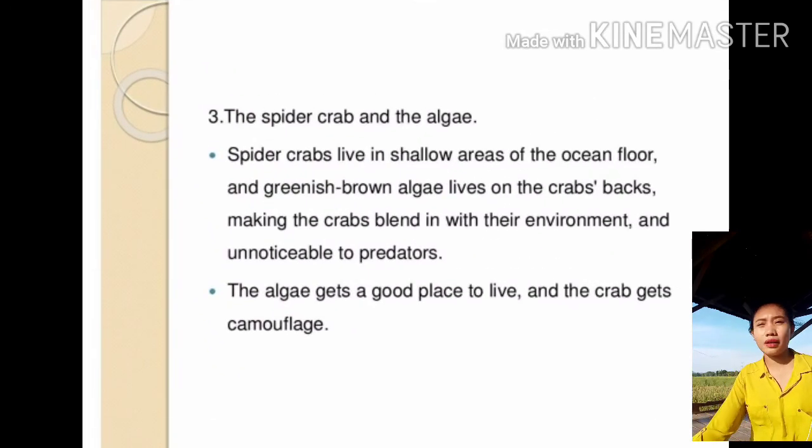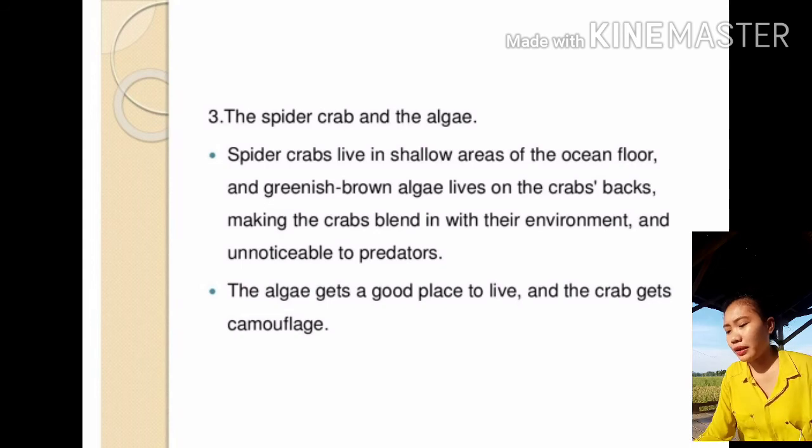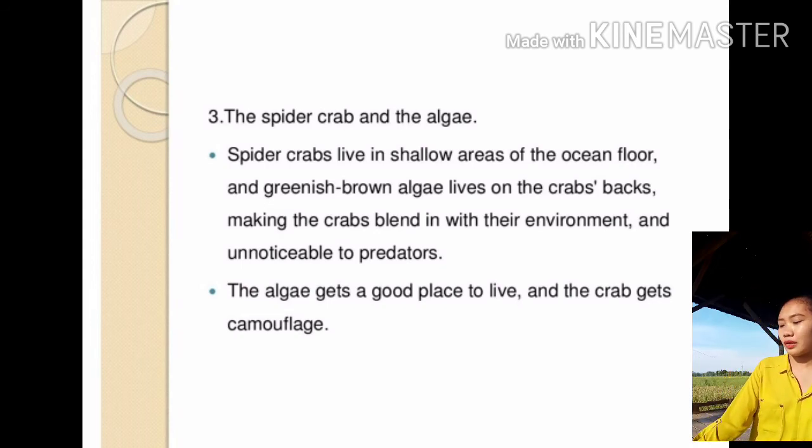The spider crab and the algae. Spider crabs live in shallow areas of the ocean floor, and greenish-brown algae lives on crabs' backs, making the crabs blend in with their environment and unnoticeable to predators. The algae gets a good place to live, and the crab gets camouflage.